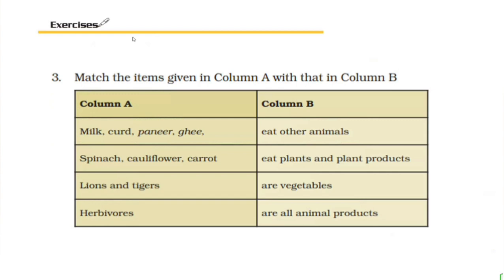Next is match the items with column A and B. In column A, milk, curd, paneer and ghee are written. So we are getting all these from animals. These are the animal products. Milk, curd, paneer, ghee, all are animal products. Next is spinach, cauliflower, carrot. These all are vegetables. Next is lion and tigers. They eat other animals, and herbivores are the animals that eat plants and plant products.